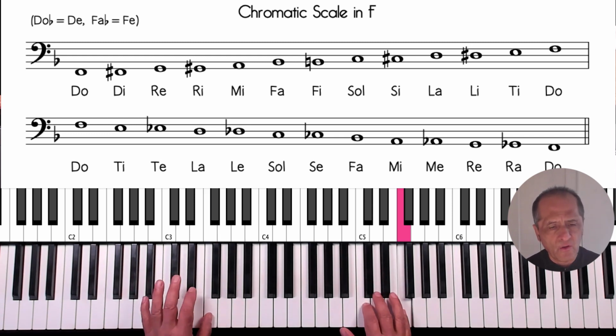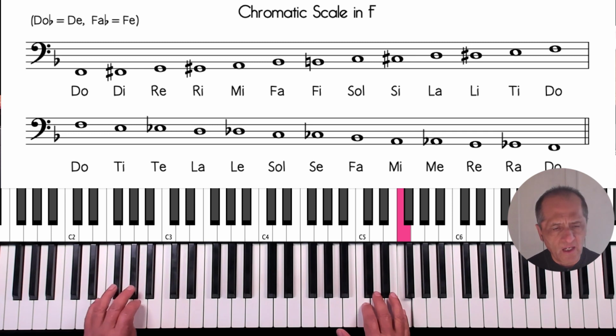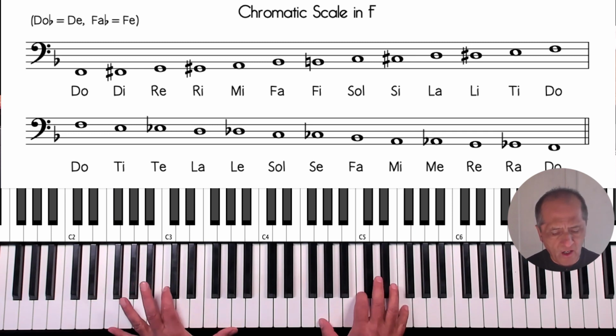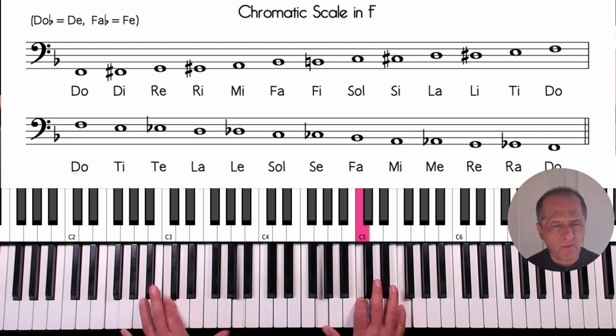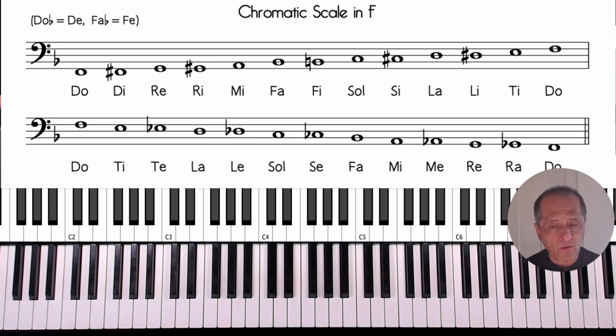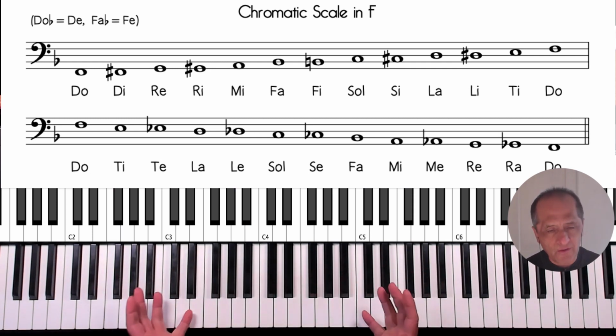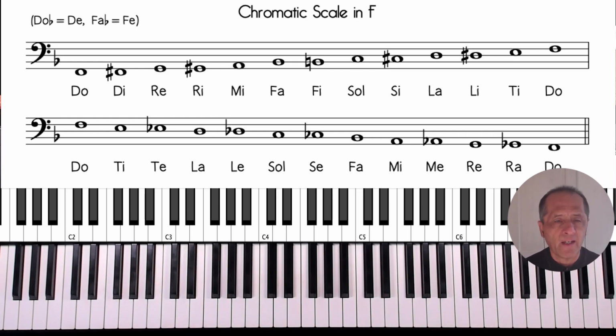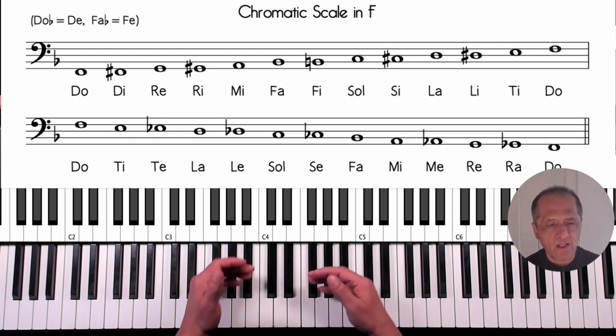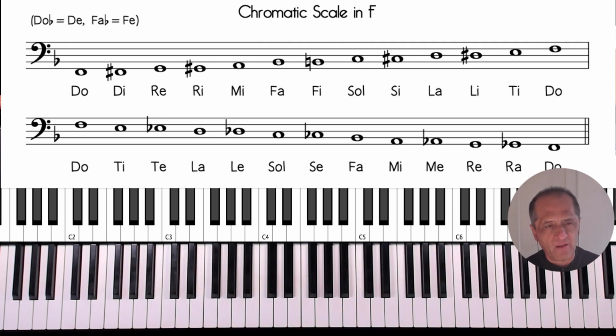Descending. Do, ti, te, la, le, sol, se, fa, mi, me, re, ra, do. Okay, this one we're gonna practice in all 12 keys. Why? Because the whole system that we practice here in this class is called movable do. So the do changes from key to key, yeah? And this is what I teach, and what I have been doing since I was 17 years old back at Berkeley, yeah?